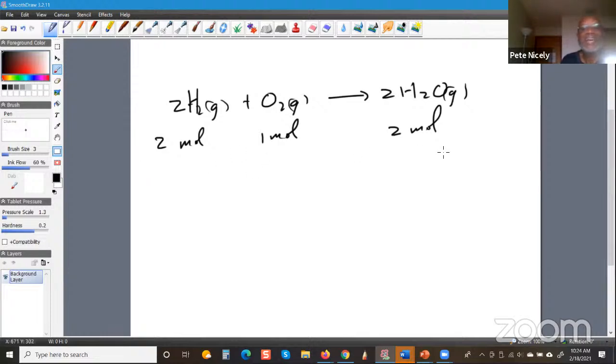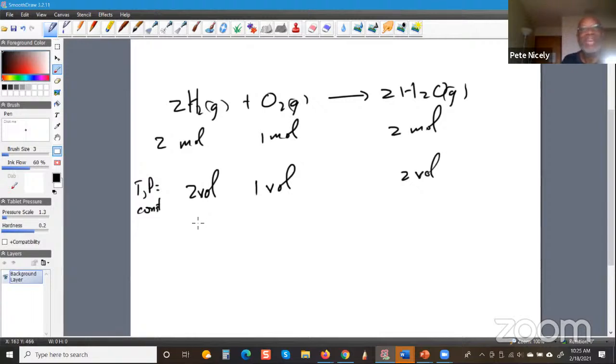Now, the thing is that if the temperature and pressure are constant, so let me just write down here, if T and P are constant, right, then we can interpret this equation as 2 volume units, I should say, of hydrogen will react with 1 volume unit of oxygen to form 2 volume units of water. And it doesn't matter what the volume units are.